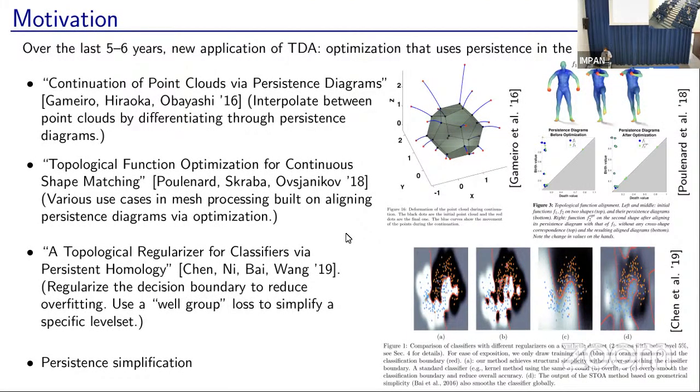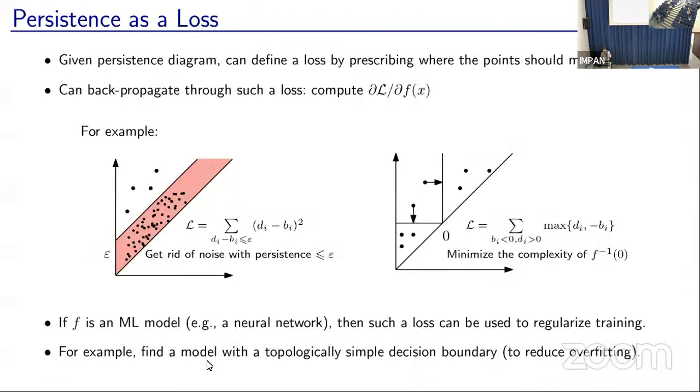So let me explain, and then there is a persistence implication which I'll come back to. Let me explain this idea in some detail, so that there are some more concrete examples. The kinds of losses one could use, for example, if you have a persistence diagram, you can say that I want to get rid of all the points that are closer than epsilon to the diagonal.